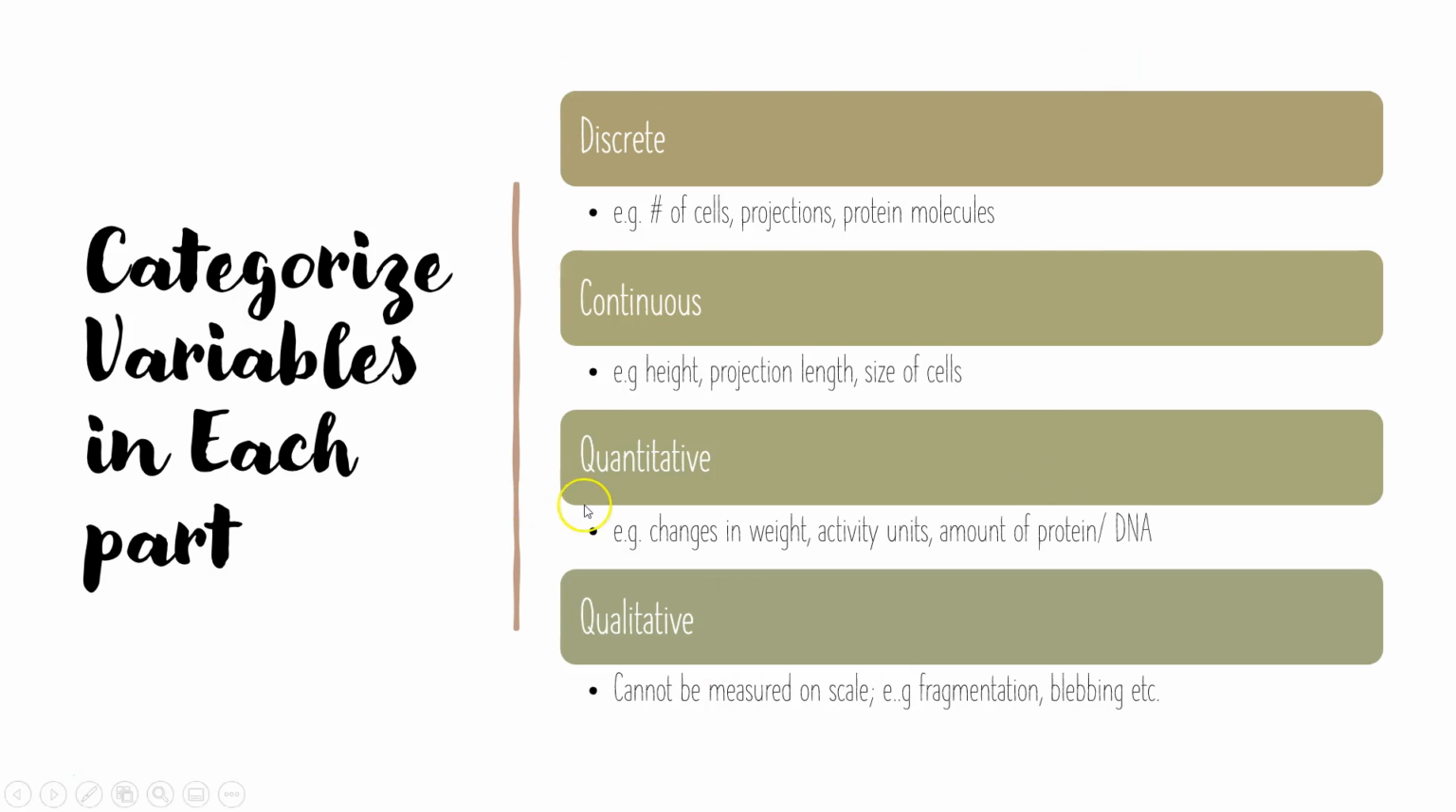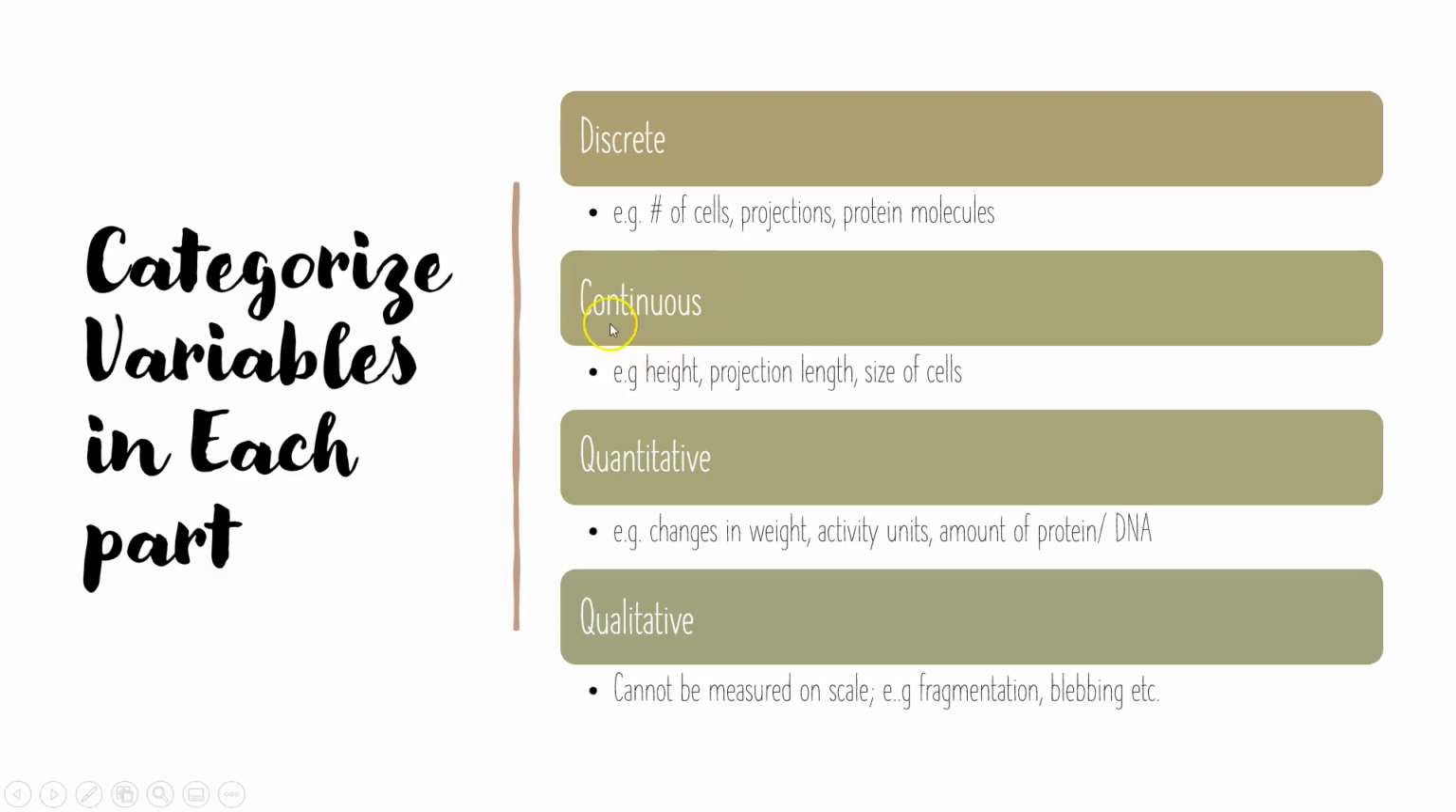So here are some categories that you can have your variables be in. One of them is discrete, which is where we are looking at images and we're just basically counting the number of cells or projections or the number of protein molecules that are present in a particular sample. So it is the most basic observation. These are kind of like observations that you can make from it.